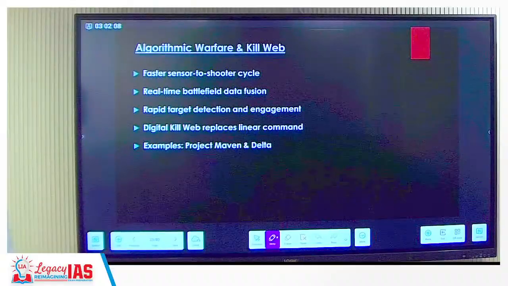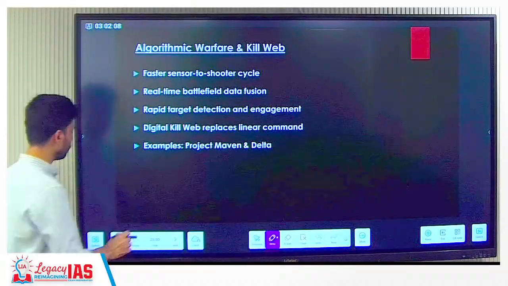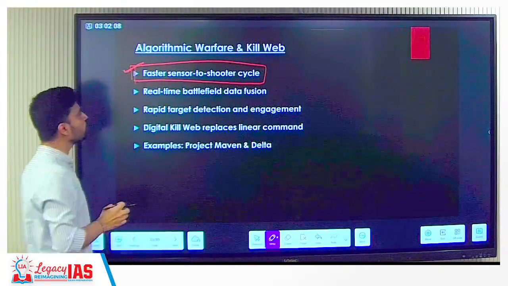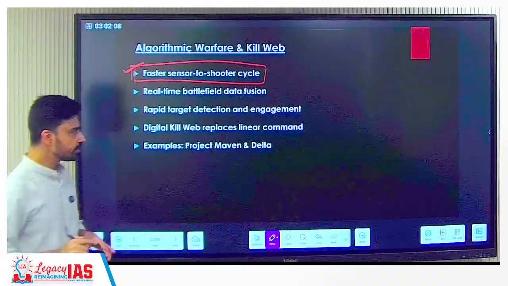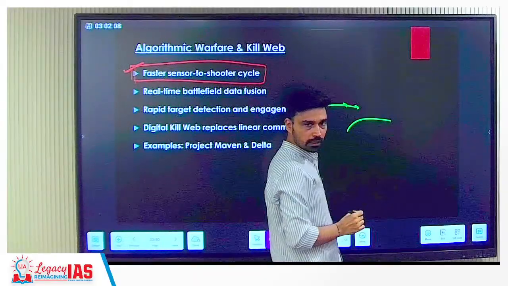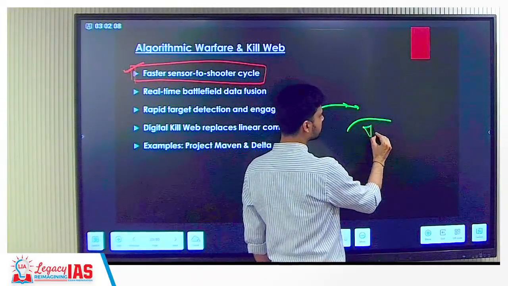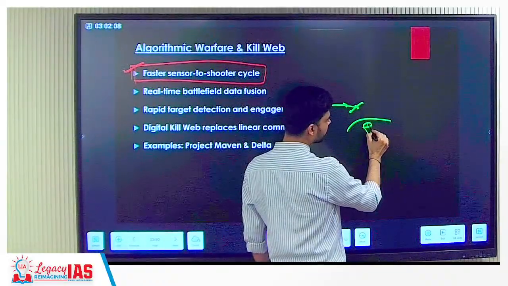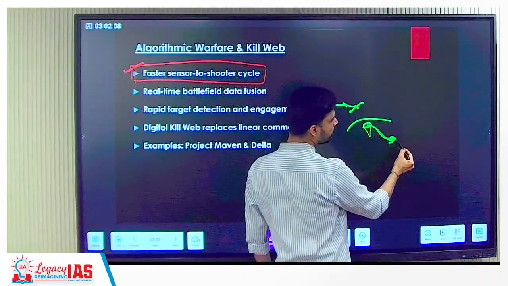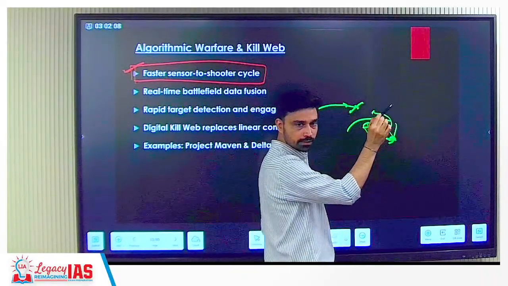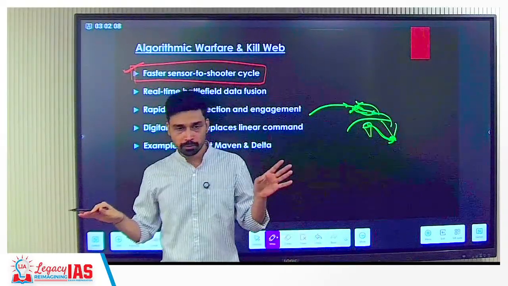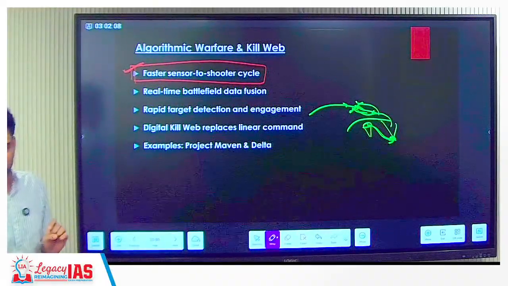So when you talk about algorithmic warfare, the term that is used is kill web. One change that we are seeing in warfare today is that we now have a much faster sensor-to-shooter cycle. What does it mean? Take an air defense system. Suppose Pakistan launched a missile toward India. How would India's defense system work? You have radars. Radars would track the missile where it is coming to, then send the information to your air defense launcher. The launcher would track the path of this incoming missile and launch the projectile. Both will collide, and the missile would be destroyed in the air itself, before it can fall on the earth's surface.